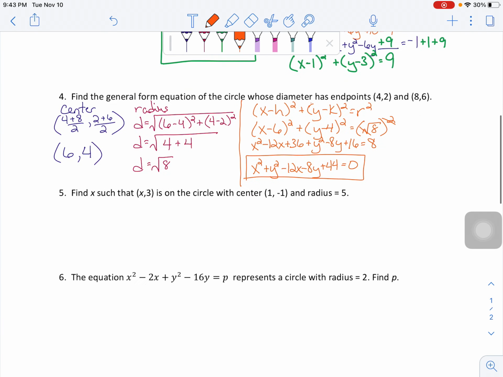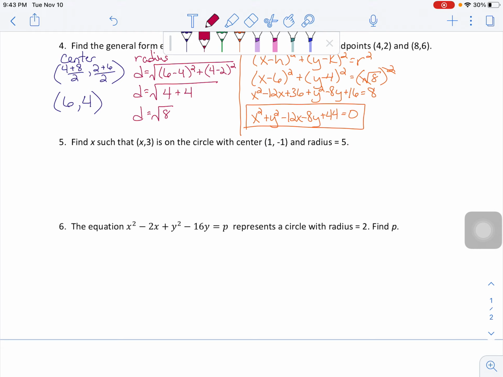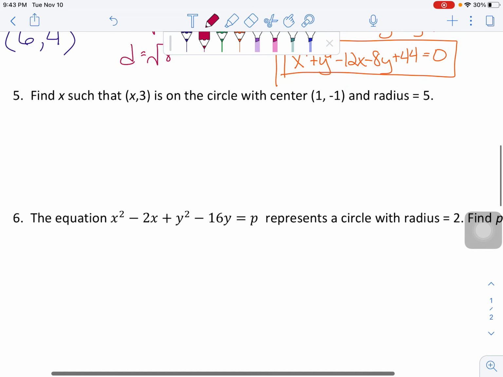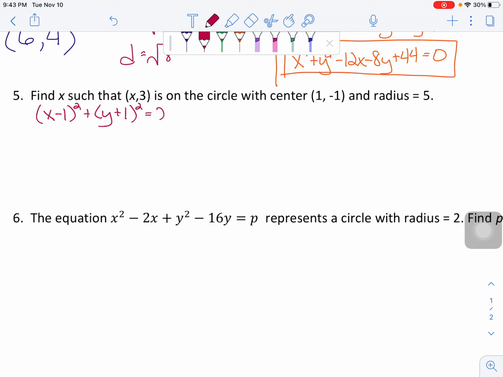Okay? All right. Problem number 5 here. Let's see what we got. Find x such that x comma 3 is on the circle with center and radius. Okay. So if I know my center and my radius, I can write the equation in standard form. So that's what I'm going to start with. So let's see here. We've got x minus 1 squared plus y plus 1 squared is equal to 25. 5 squared is 25.